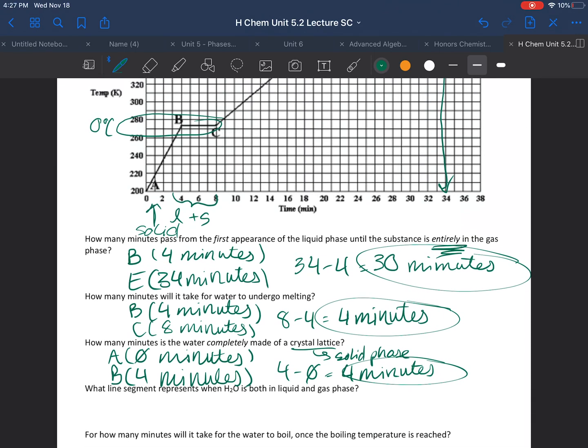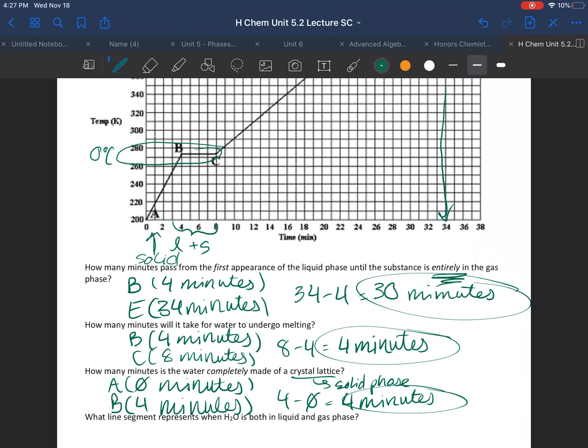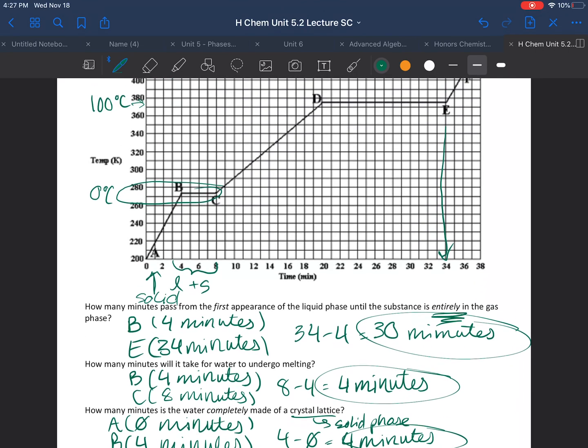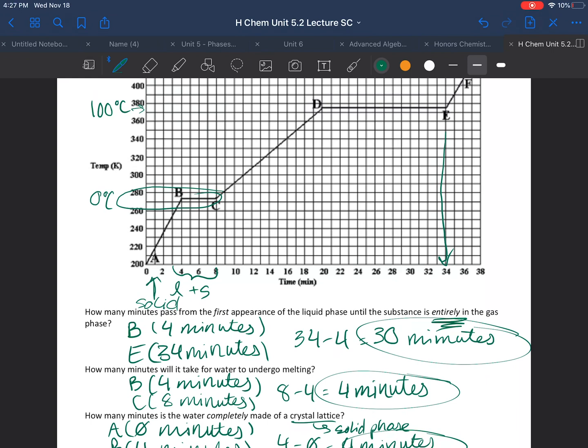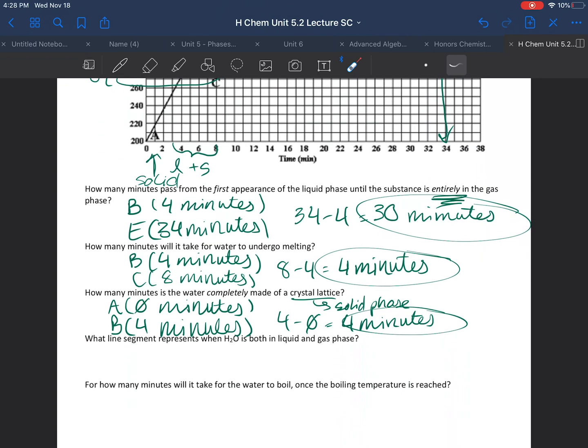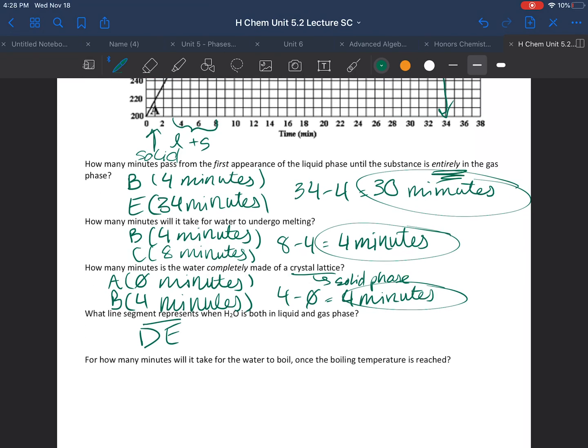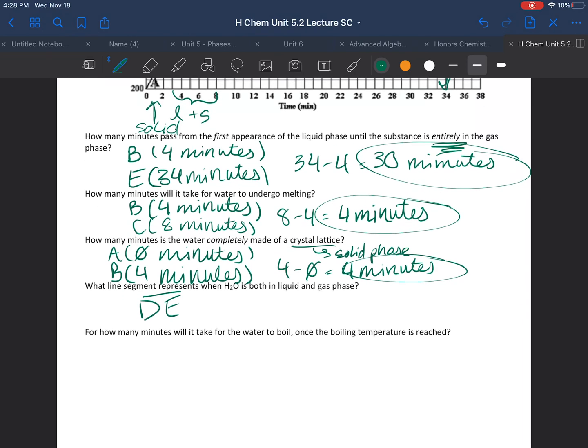What line segment represents when water is both in liquid and gas phase? So again, if we're looking at this heating curve, we start with a solid, then we are into this liquid-solid mixture till we're completely liquid. And here, between D and E, that's where we have our liquid gas at our boiling point. So it'd be segment DE. That's how you write it, right? It's been a while since I've done segments in math.